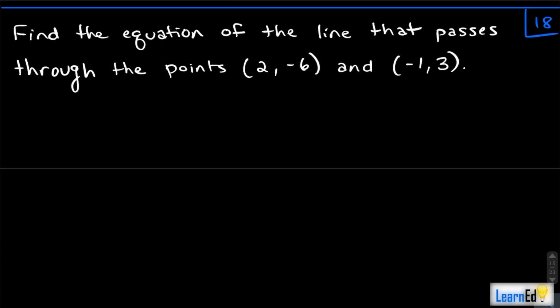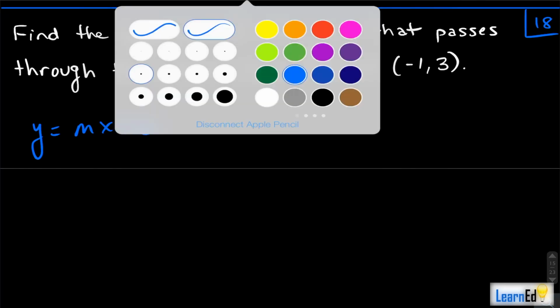Moving on to problem 18, we want to find the equation of the line that passes through the points (2, -6) and (-1, 3). Sorry, not 1, it's -1, 3. To do this, remember, y equals mx plus b. That slope-intercept form is a nice equation for a line.